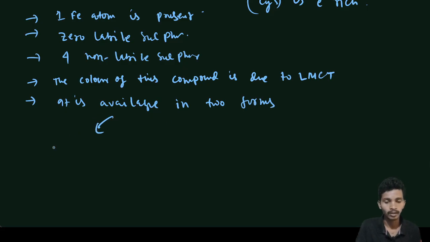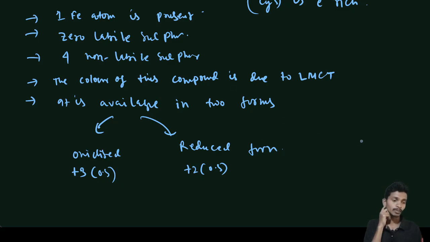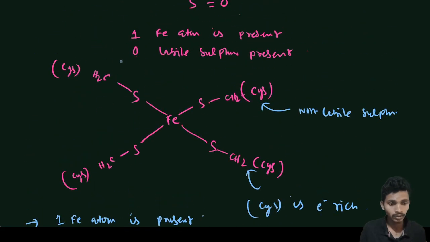One is oxidized, another is reduced form. So only one sulfur, whenever it is present in oxidized form, is present in +3 oxidation state, and whenever it is present in reduced form, it is present in +2 oxidation state. Okay, so these are the about of this labile sulfurs, and this structure is something like this, and it is tetrahedral structure. Tetrahedral.